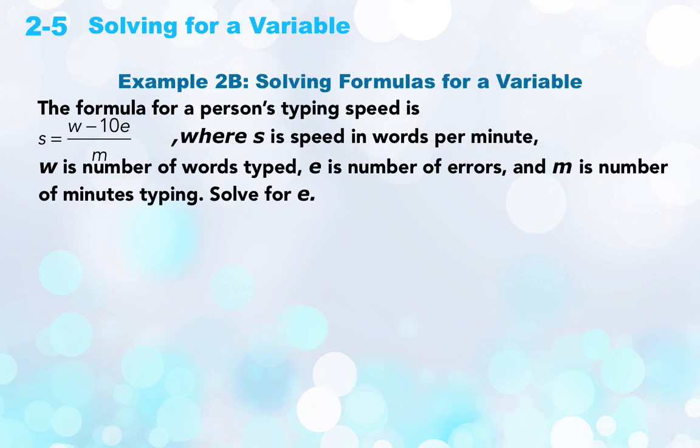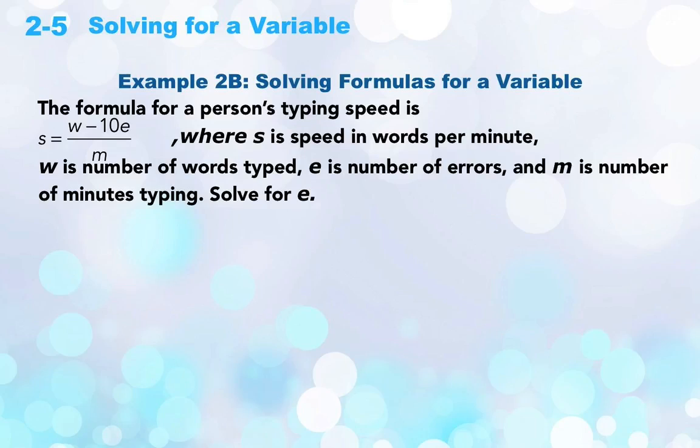Okay, this is another very important formula. This is the speed of typing, your typing speed. So S is found by taking W, the words typed, minus 10 times E, and dividing all of that by M, the number of minutes typing. So this one wants us to solve for E. This one's going to be one of our trickier ones that we've done, and that we may do actually.